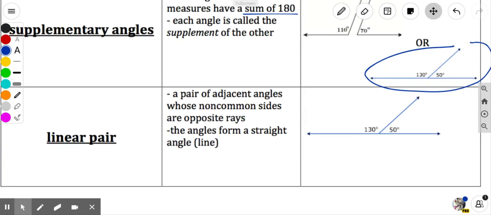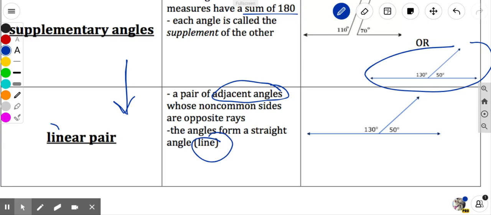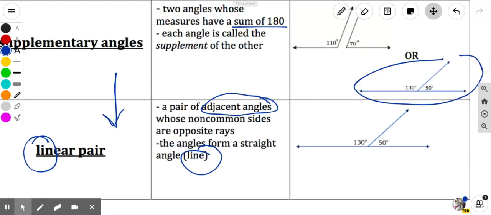Lastly is a linear pair. So a linear pair is a more specific version of supplementary angles. Linear pairs are supplementary angles basically that are next to each other. They are adjacent. They have to be adjacent. They make a straight line. That's why I like linear pair line. This is what a linear pair looks like. So these two angles are a linear pair. See how they make this straight line here. They add to 180. That would be a linear pair.